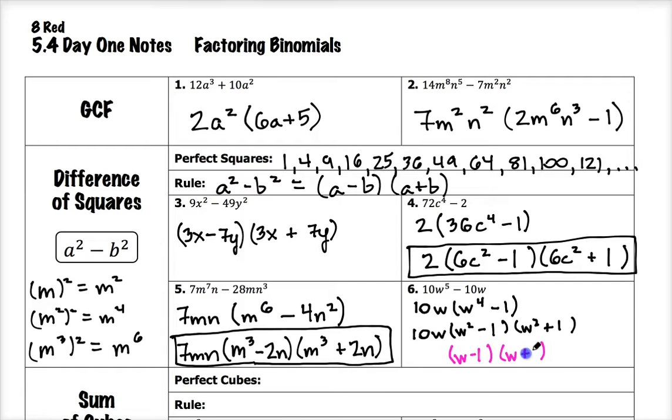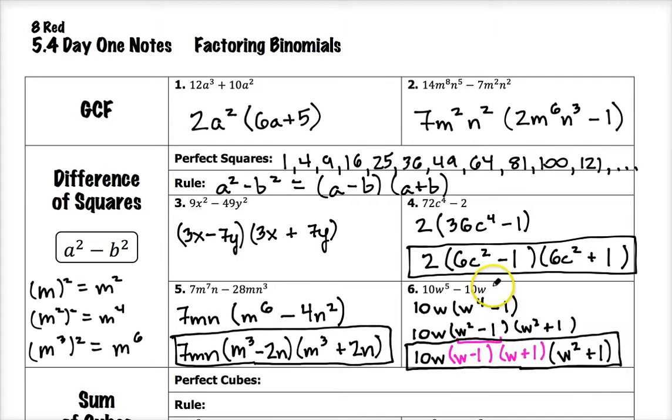So you have to keep going for this part right here. Everything else, w squared plus 1, that can't factor anymore. A sum of squares cannot factor, so that just comes down, and then your GCF comes down as well. So your factored answer is this, 10w times the quantity w minus 1 times the quantity w plus 1 times the quantity w squared plus 1.